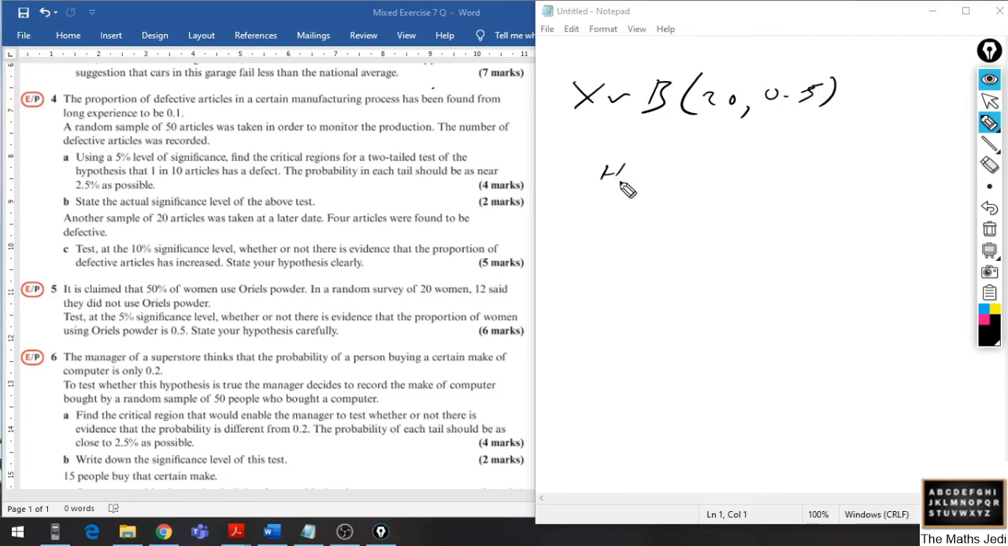And my two hypotheses will be the proportion stays at 0.5 or the proportion is not at 0.5. We're not interested whether it increases or decreases. That's not stated in the question. We're just looking at whether the proportion is changed.